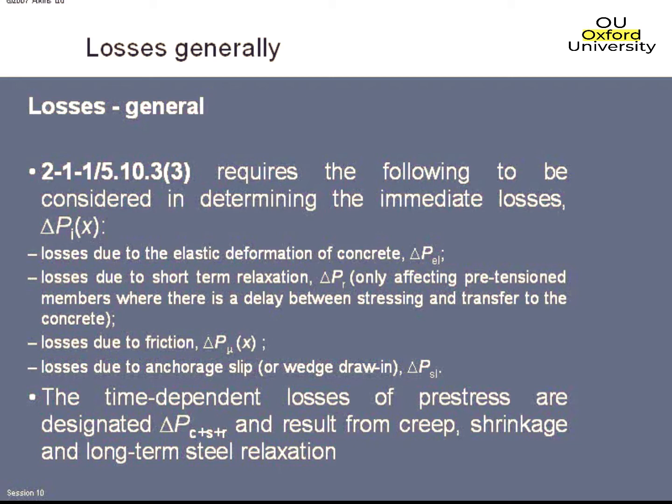We have to consider losses due to friction. That might be because we've got a draped tendon in the post-tension bridge, or it might be because we've got deflectors in a pre-tension bridge. Either way, if there's a change in angle, we have to consider that in the design and the losses. And then also if the anchorage equipment that we have, whether it's in pre-tensioning or post-tensioning, can suffer from some slip as we transfer the force to the concrete, then that needs to be taken into account as well.